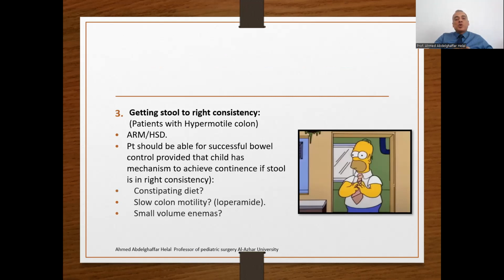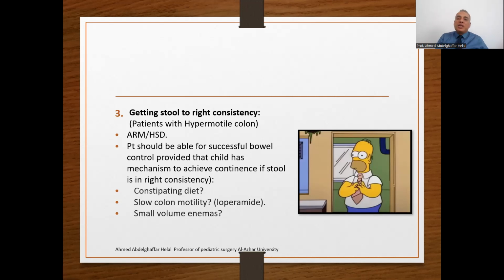Number three, getting the stool to the right consistency. Patients with hypermotile colon, anorectal malformation, some children with anorectal malformation who undergo surgery in which the distal part of the rectum is removed, in the old operation before PSARP, and also some children post-operative with Hirschsprung disease. These patients should be able to achieve successful bowel control provided that the child has a mechanism to achieve continence if the stool is in the right consistency. That means that the child is not truly fecally incontinent.